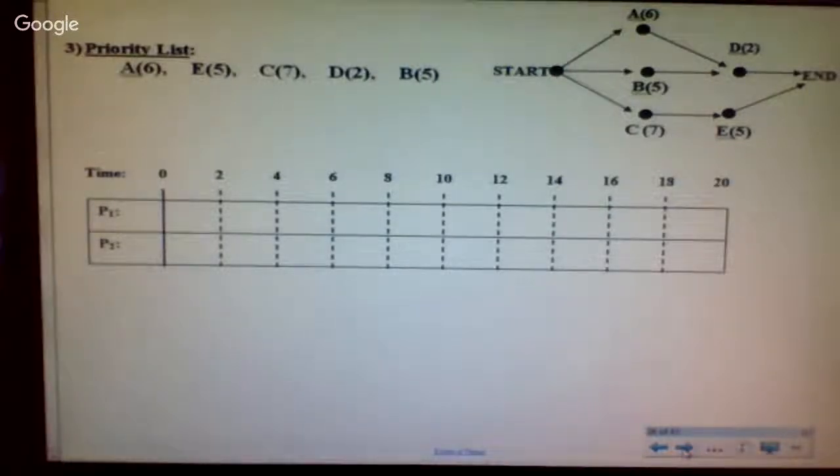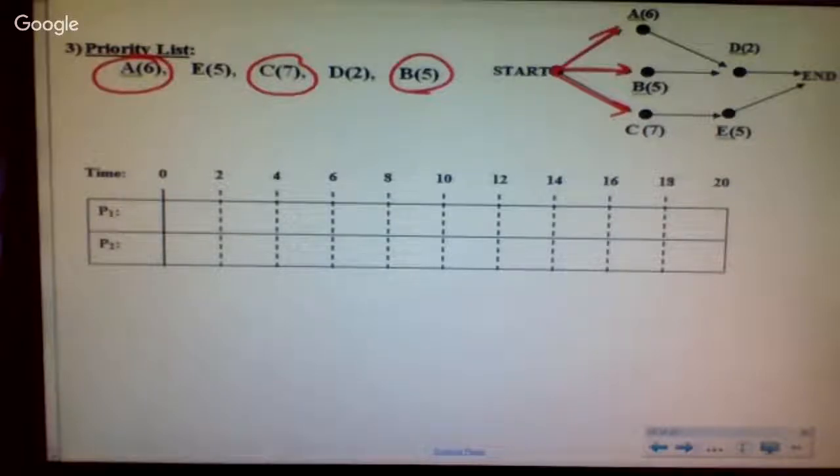Same chart, different list. So A, B, and C can be done from the start. What gets scheduled first in this list? A and C. A at 6, C for 7.